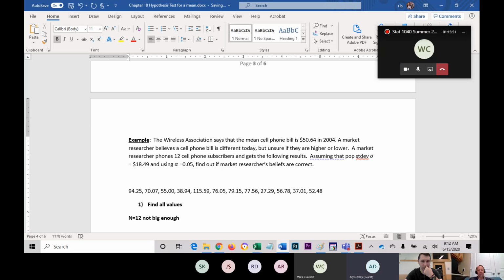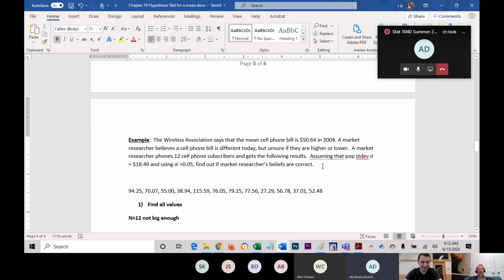Will you ever give us a problem on the test where it's not big enough, but we still have to calculate it out? I will. Do we have to state that the sample size isn't big enough in that case?